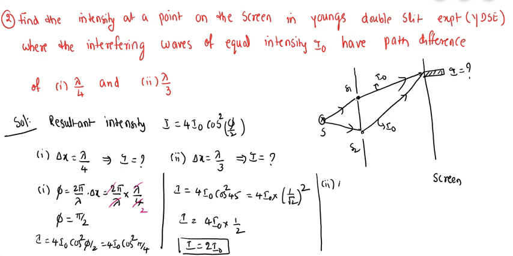The second question: delta x is equal to lambda by 3. Then what is the resultant intensity? For the phase difference, first find 2 pi by lambda into path difference. 2 pi by lambda into lambda by 3 gives 2 pi by 3. What is the value of 2 pi by 3? Pi you may write as 180, so you will get 120.